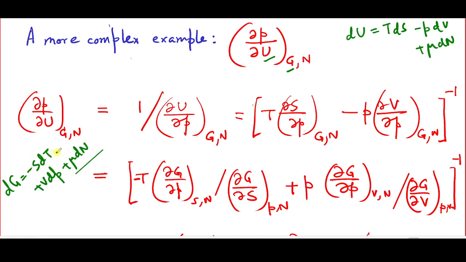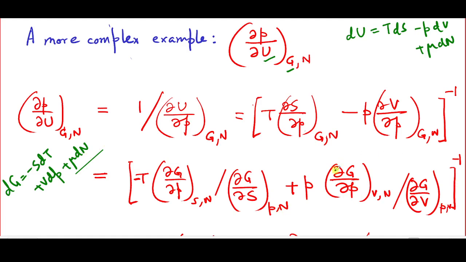Del G del P at constant S, N will give you minus S del T del P at constant S, N. The other term, of course, will be there, but that will be simply V. Del P is 1. And del G del S at constant P, N will be much simpler. S del T del S at constant P, N will be 1 term. The VdP term and the mu dn term will not contribute because P and N are held constant.